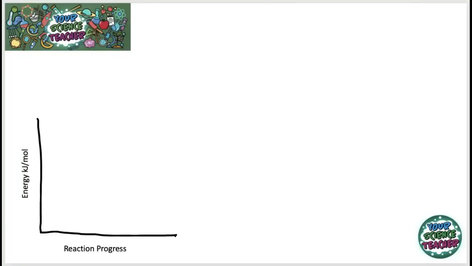Now, if I look at a reaction profile for an exothermic reaction here, you can see the reactants have a higher energy than the products. If I look at what a catalyst does, a catalyst actually lowers my activation energy. Because of this lowering of the activation energy, offering an alternative way for the reaction to go with a lower activation energy, the reaction happens at a quicker rate.